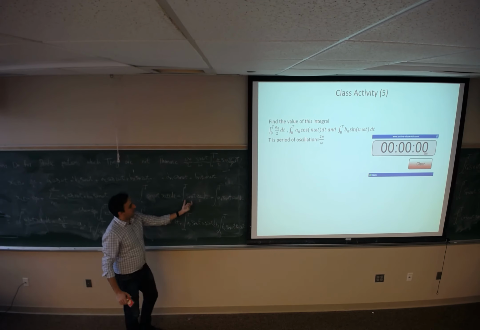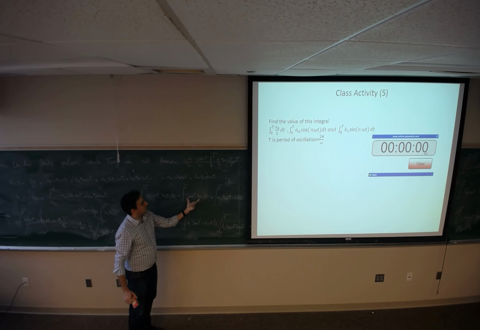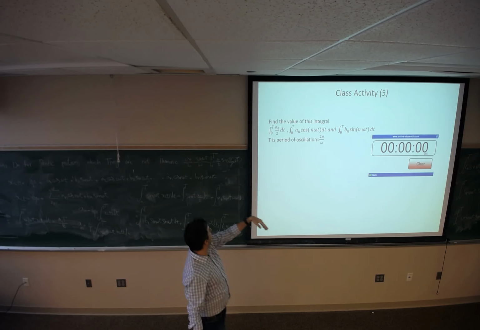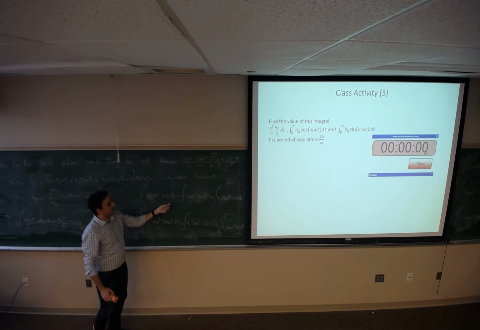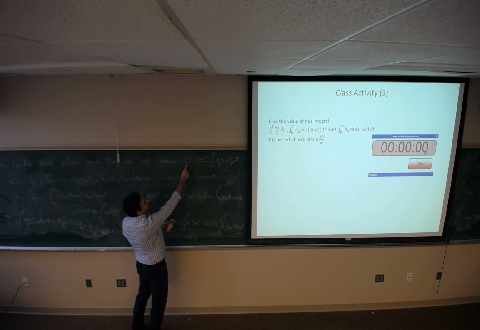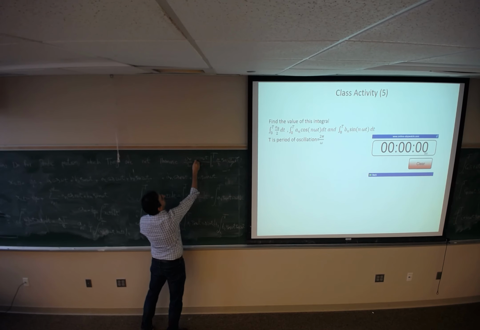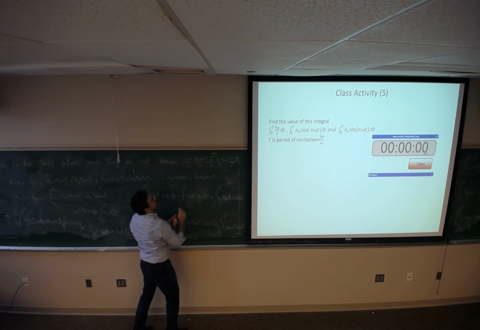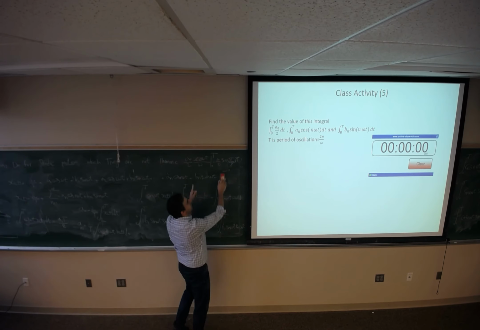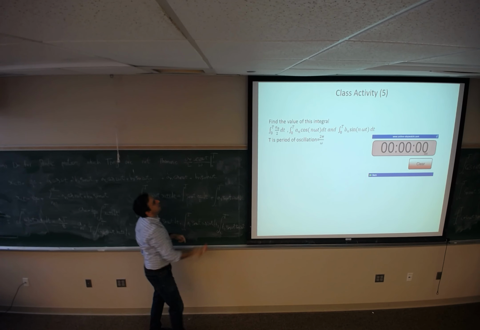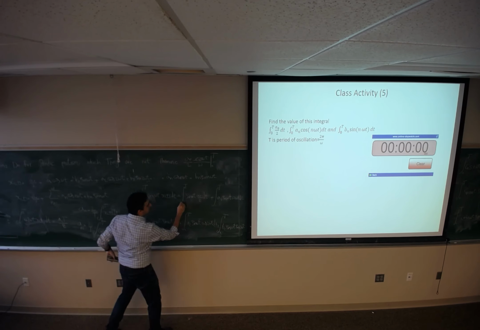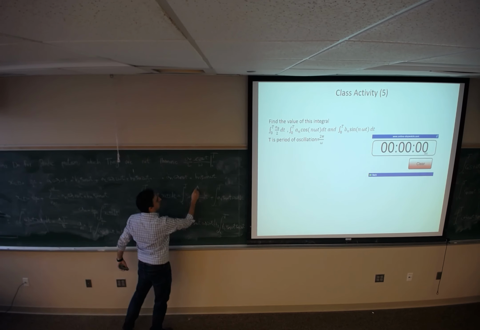I will start with this. We just did it on the previous example. A naught is constant, A naught divided by 2. The integration of sine of omega is going to be negative cosine of omega T divided by omega. If I plug in T, I will get 1 minus 1, which is 0. So this integration is going to be 0.